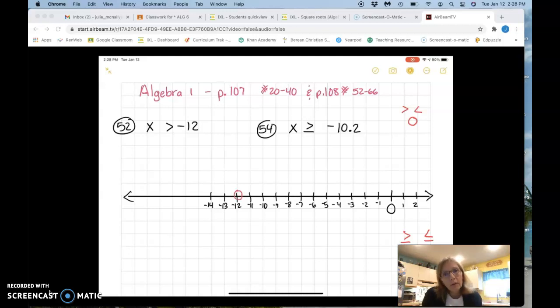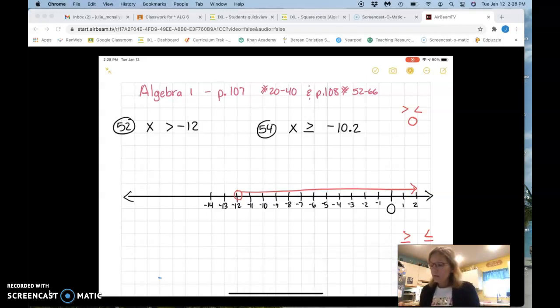And then I have to read the inequality to see which way the line goes. It says x is greater than -12. So if it's greater, then I'm going to go this way. That means anything that's greater than -12 is a solution for this inequality. Okay? So let's look at the next one.